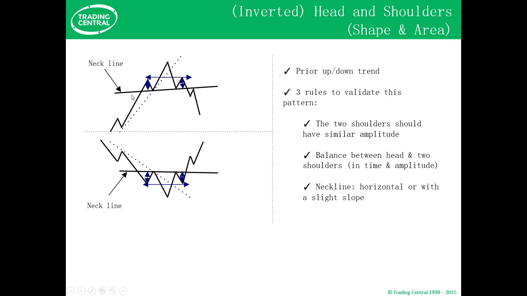The line joining the bottoms of the shoulders is called the neckline. Normally, the right shoulder represents a lower peak. You can see that the peak is lower than the head, and the bottom of the move following the breakout represents a lower trough. You can see that there is a higher low and then a lower bottom.